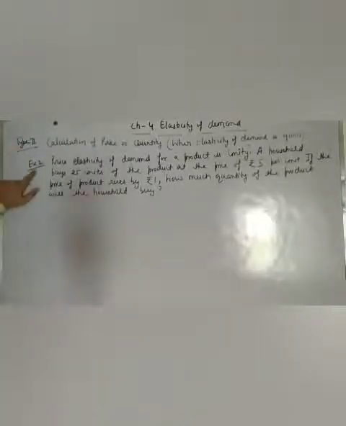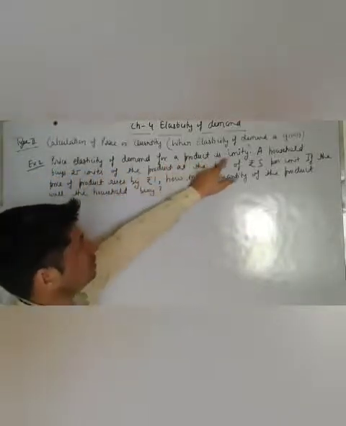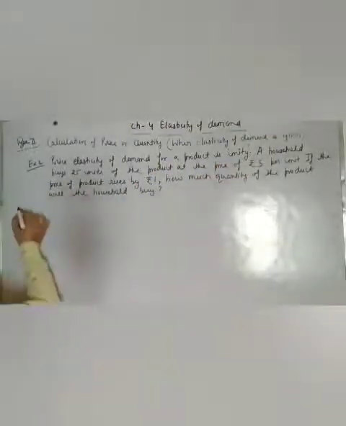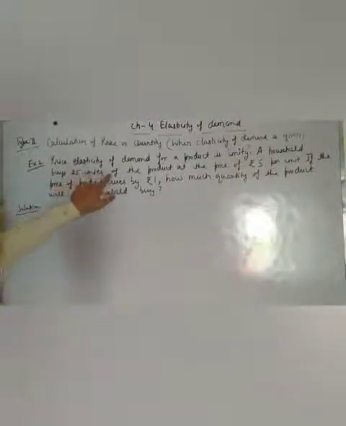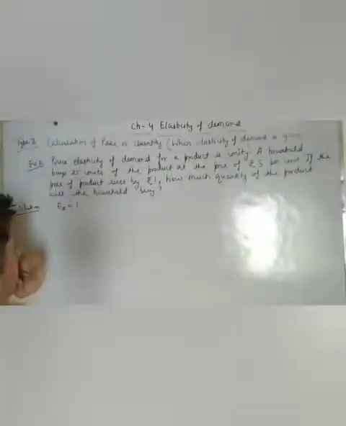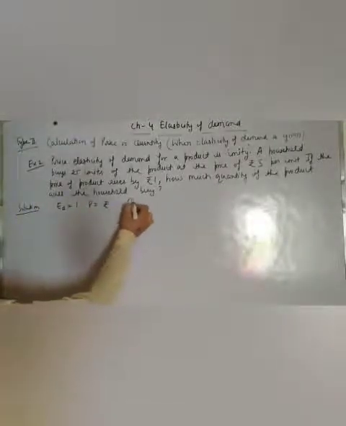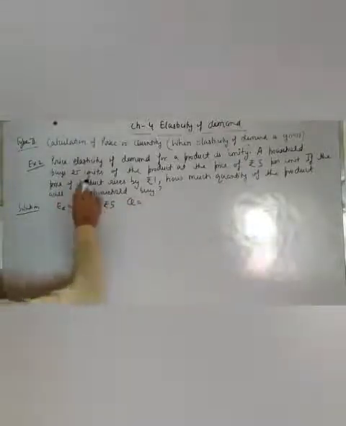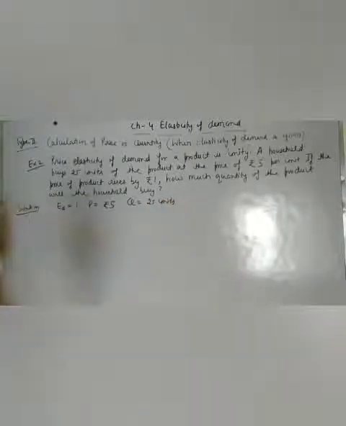See the next question, example number 2. Price elasticity of demand for a product is unity. Unity means 1, means ED is equal to 1. A household buys 25 units of the product at the price of rupee 5 per unit, means initial price is rupee 5 and initial quantity is 25 units.